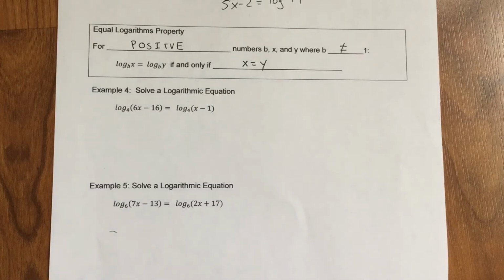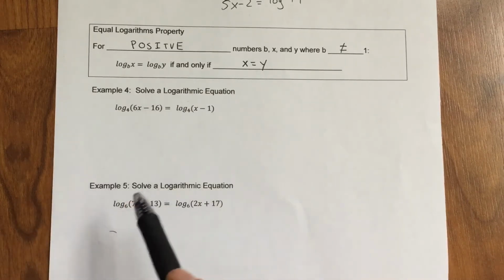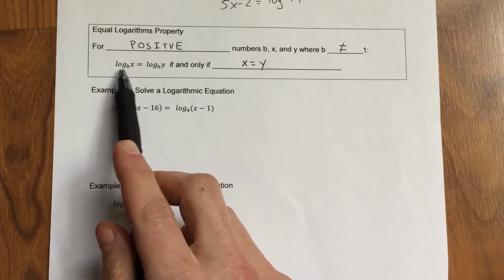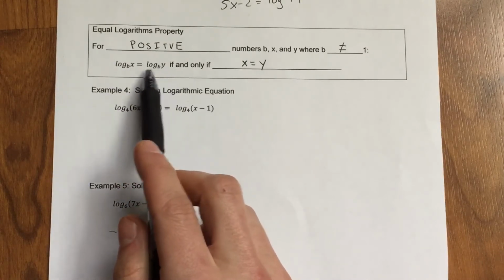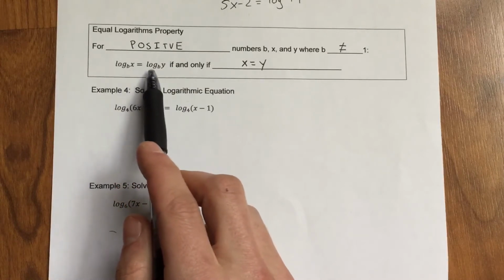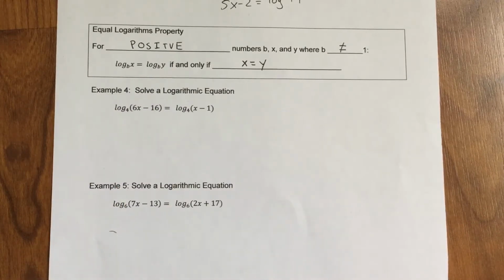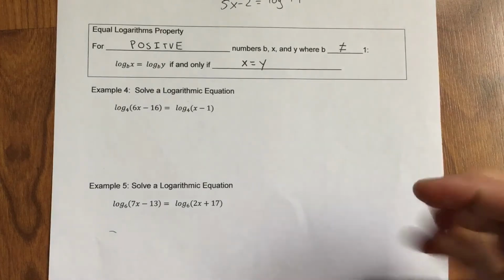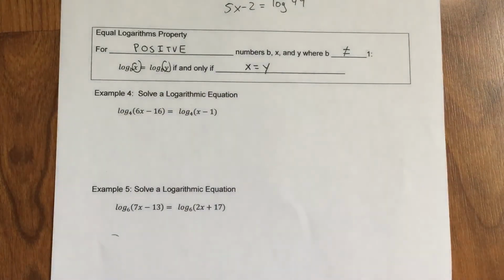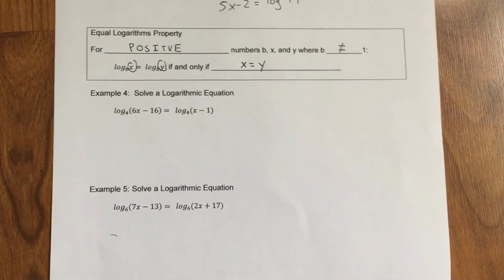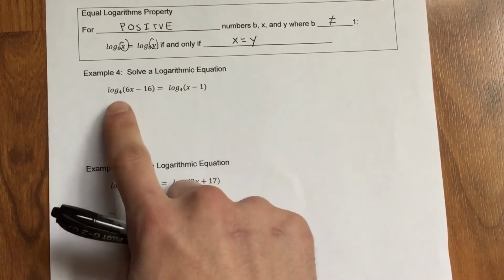So again, let's translate this into normal language. What we're basically trying to say is if I'm taking the log of something and I'm taking the log of something else, I'm using the same log base b. If I'm doing the same thing on each side, then these two numbers, x and y, are equal to one another.